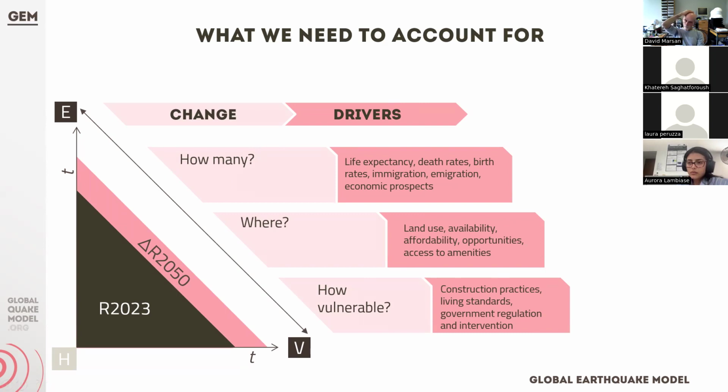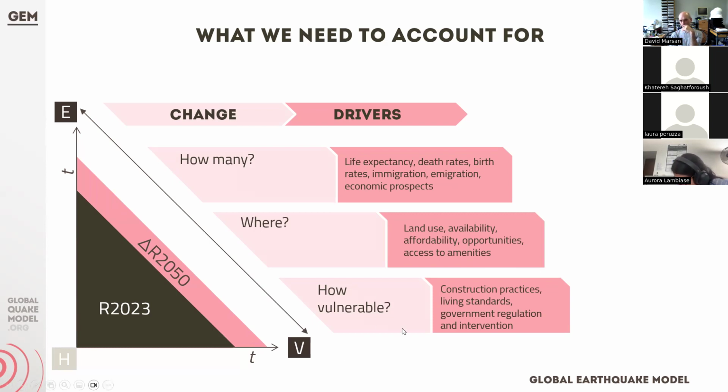New housing, for example, depends on land use, availability, affordability, the opportunities that cities provide for housing, and whether there is access to amenities in this area. Does this make it attractive for people to build there, to develop there? Or in other cases, maybe just abandon this area and move on to a new area.